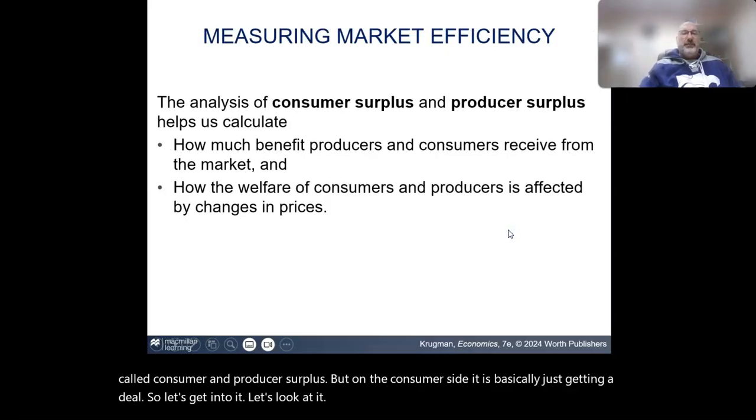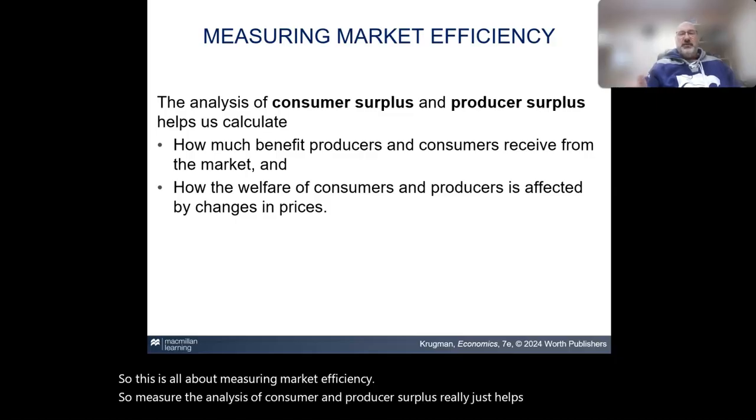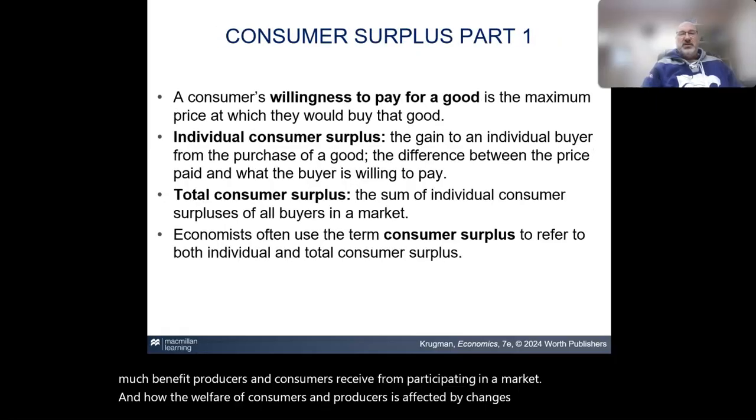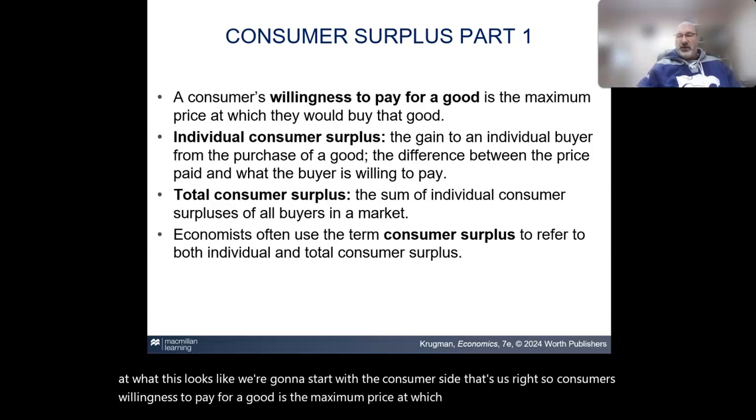So this is all about measuring market efficiency. The analysis of consumer and producer surplus really just helps us calculate how much benefit producers and consumers receive from participating in a market and how the welfare of consumers and producers is affected by changes in prices. So let's look at what this looks like. We're going to start with the consumer side. That's us, right? So consumers' willingness to pay for a good is the maximum price at which they would buy a good.